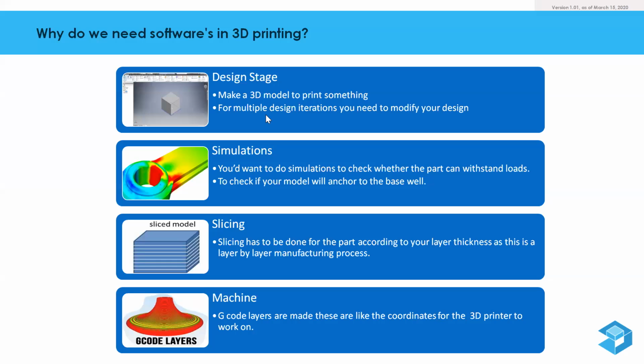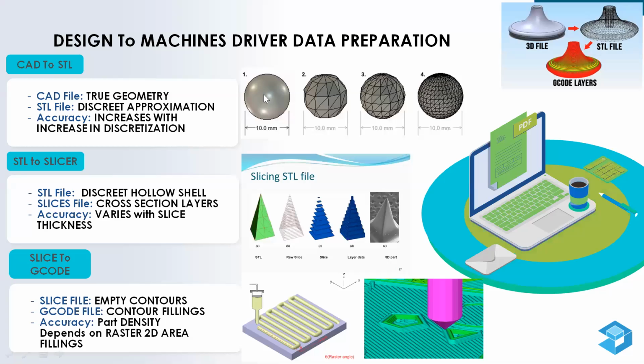Initially, as I told you, you'd have a CAD file that is a 3D model, and then you'll be doing slicing, as I said. The slicer will slice the 3D model into individual slices, and that will be converted into the G codes, which your 3D printer will understand and print. We'll cover each step in the subsequent slides.